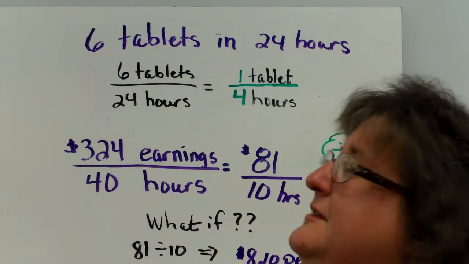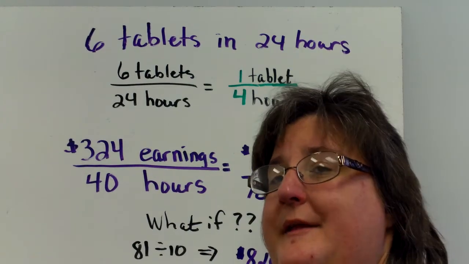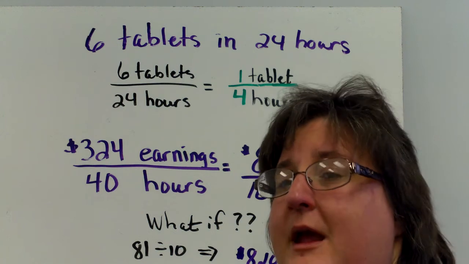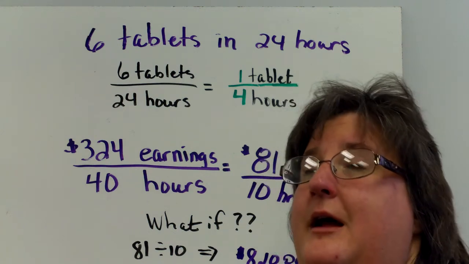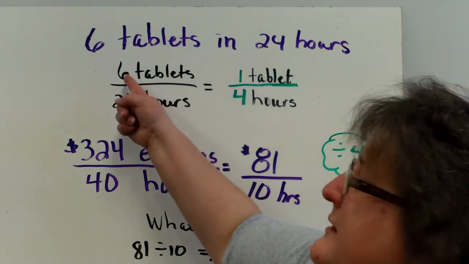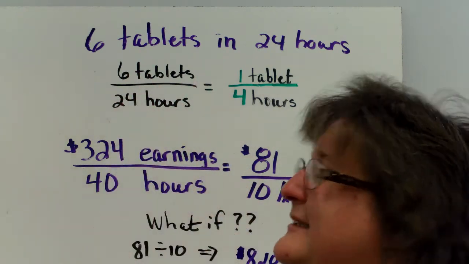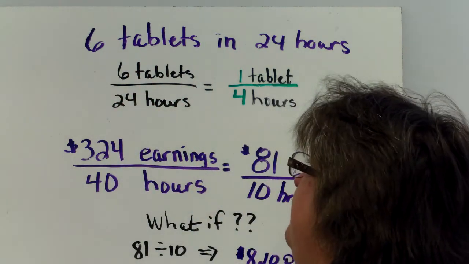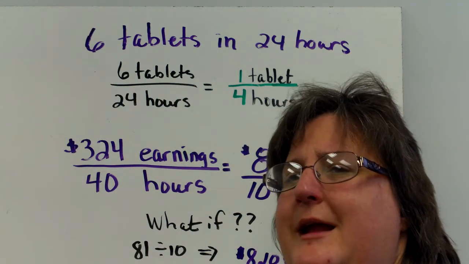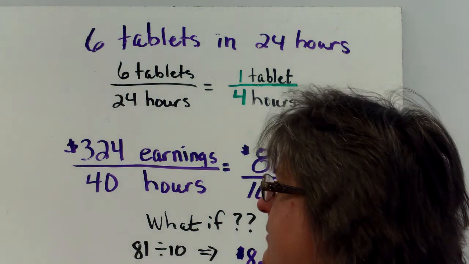You have 6 tablets in a 24-hour period. That's a fact, so that's a rate. 6 tablets, 24 hours. But that 6 over 24 can be reduced. 6 goes into 6 one time, and 6 goes into 24 4 times. So 1 tablet in 4 hours. Still a rate, but it's a simplified rate.